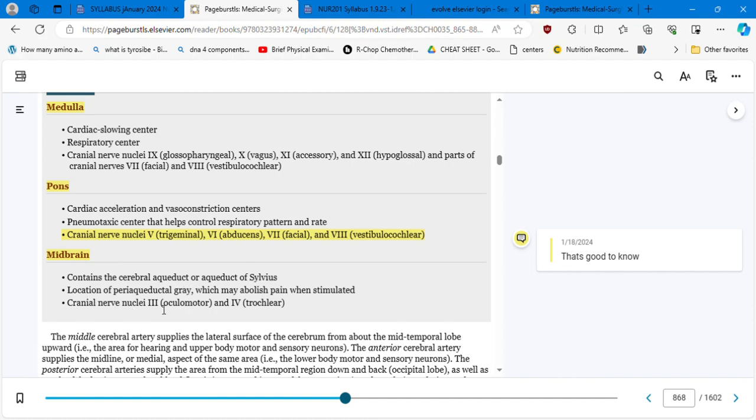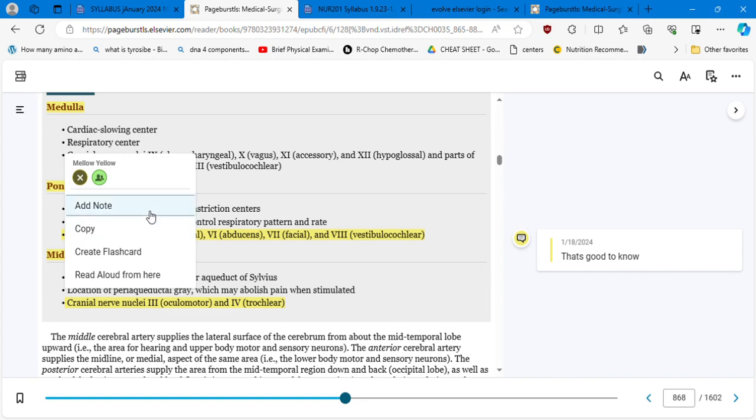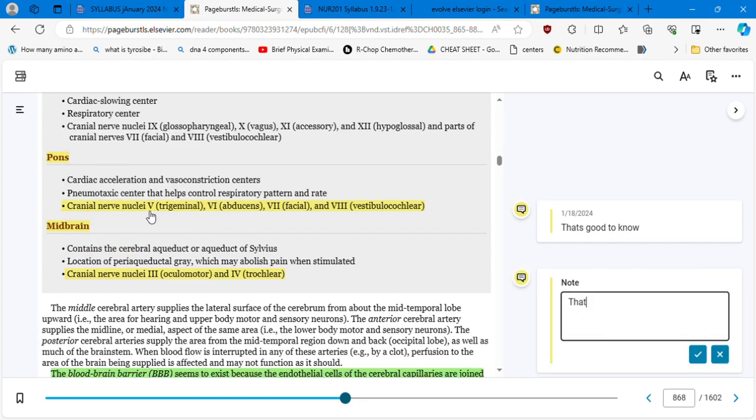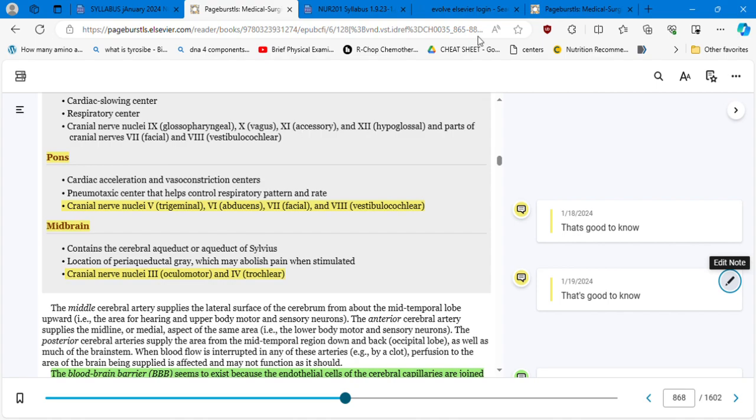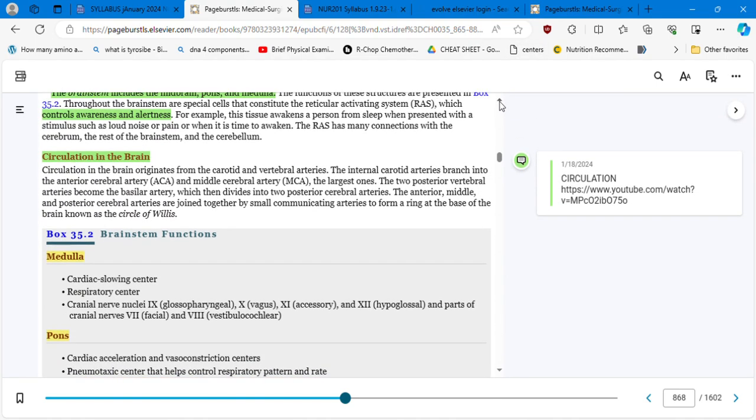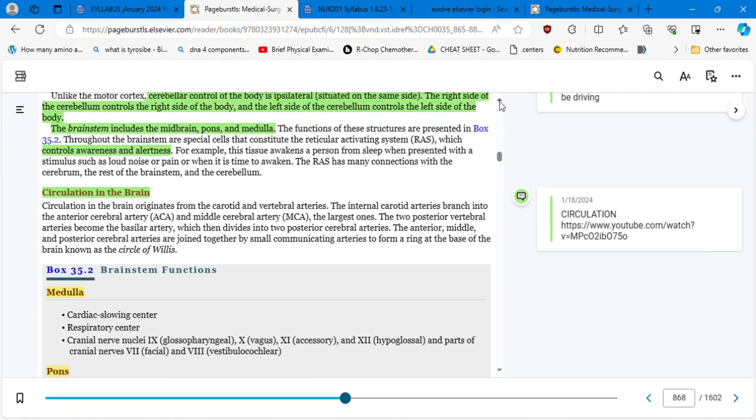Cranial nerve 3 is the oculomotor, and 4 is the trochlear. And this is another good to know. This is another good to know. I forgot about this. Okay, that's good to know. Okay, very good. So now that we have spoken about this area of the brain, the brainstem and its 3 parts, medulla, pons, and midbrain.